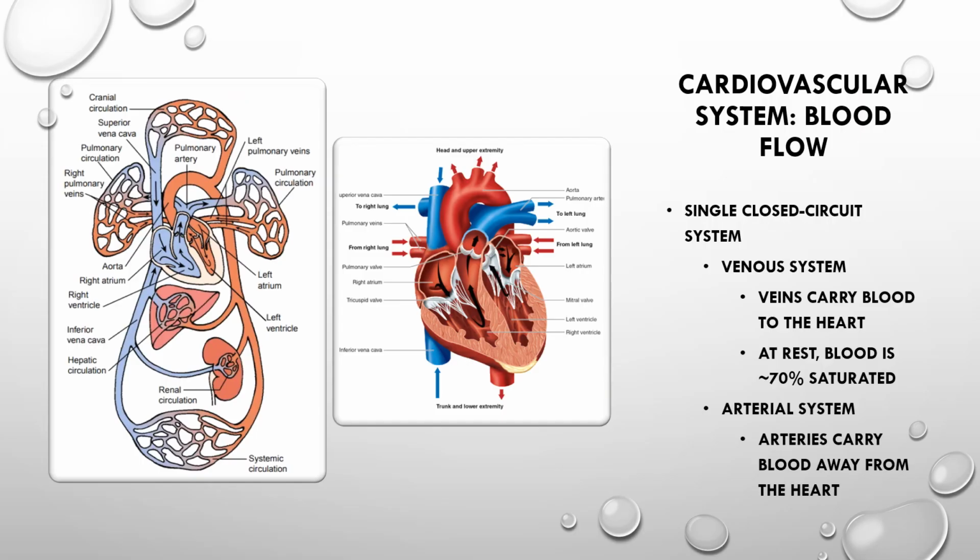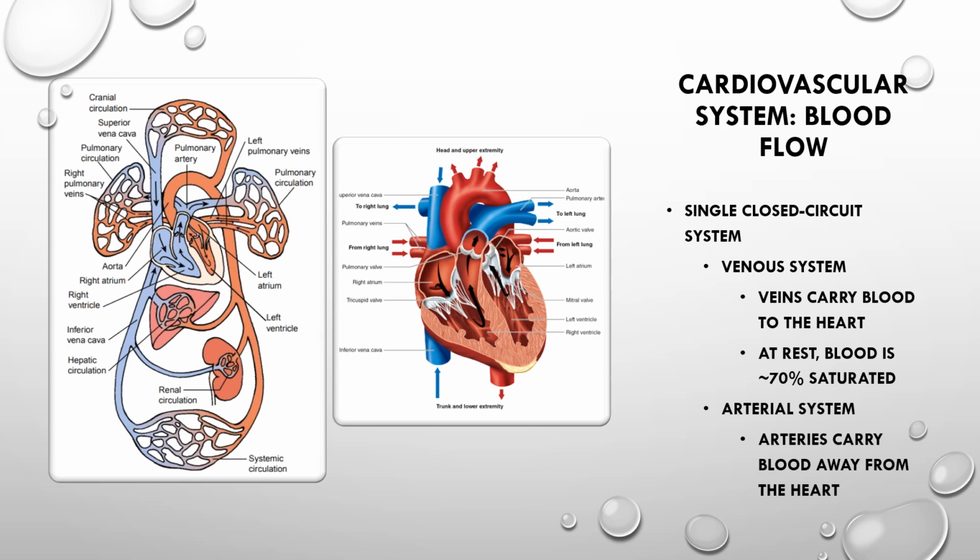So blood comes into the right atrium from the body, moves into the right ventricle, and is pushed into the pulmonary arteries and the lungs. After picking up oxygen, the blood travels back to the heart through the pulmonary veins into the left atrium, to the left ventricle, and out to the body's tissues through the aorta.